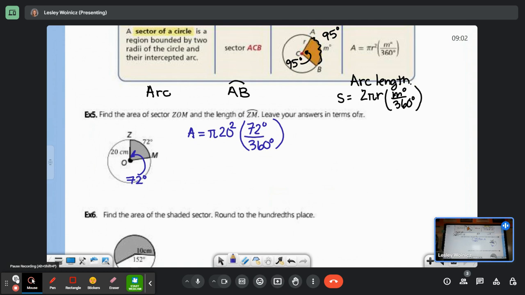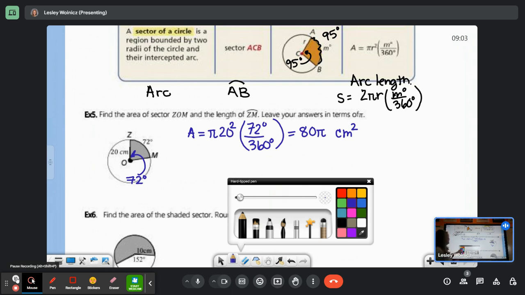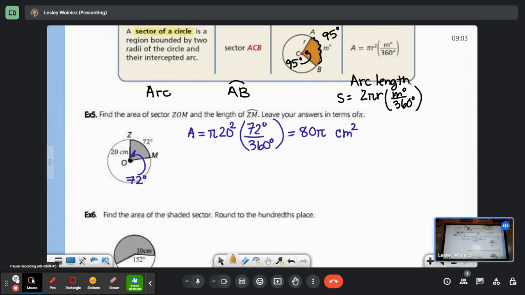Leave your answers in terms of pi, so don't put a pi in there. Okay, I'm getting 80 pi. Make sure you know how to do it on the calculator. Test yourself. These will be centimeters squared because it's an area. You can just divide away the pi if you want, so you don't have to redo the whole thing.